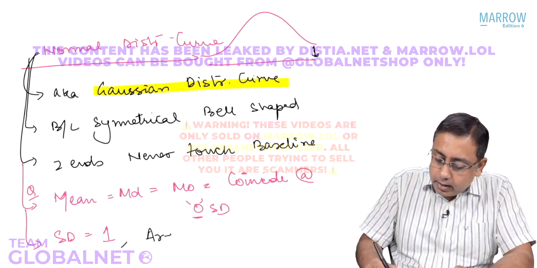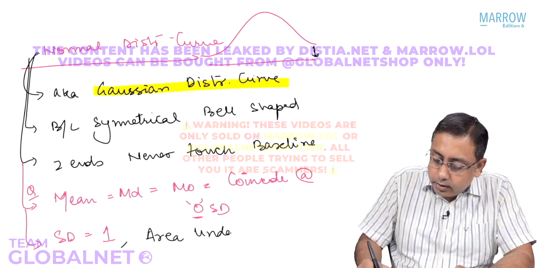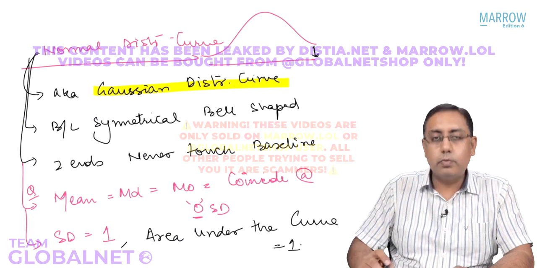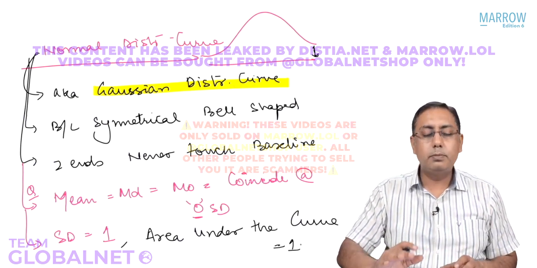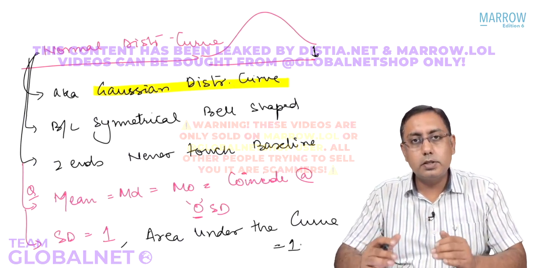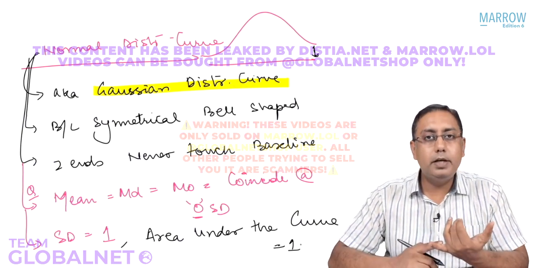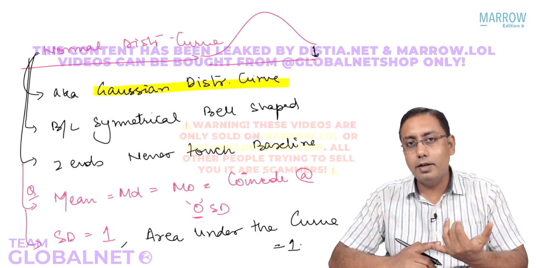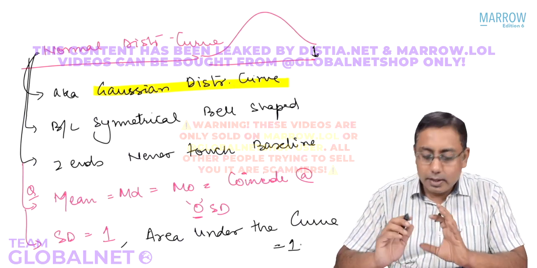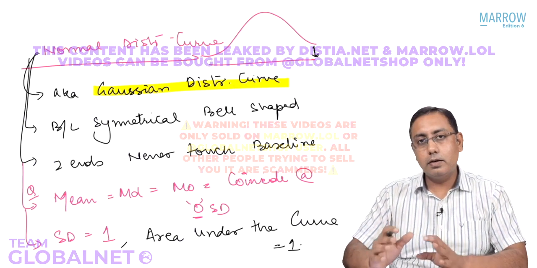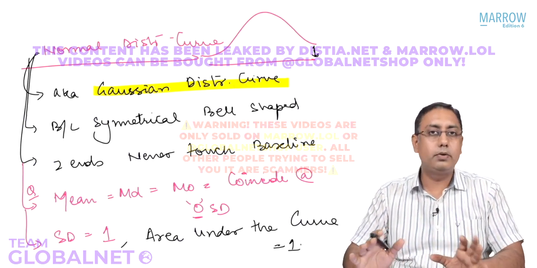Also, the area under the curve will be equal to 1. So let's repeat it very fast with me. Please remember the features of the normal distribution curve. The normal distribution curve is also called the Gaussian distribution curve. The mean, median, mode will always coincide. The tail will never touch the baseline. It's a bilaterally symmetrical curve. The standard deviation is equal to 1. The area under the curve is equal to 1. That's all that you need to understand.